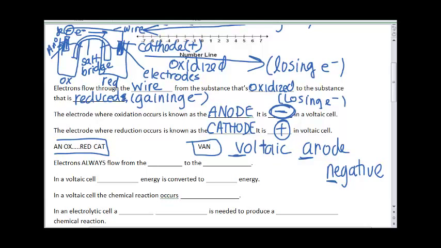Electrons always flow in alphabetical order from the loser to the gainer. We already said from oxidized to reduced. Another way to say it is from anode to cathode. Good.